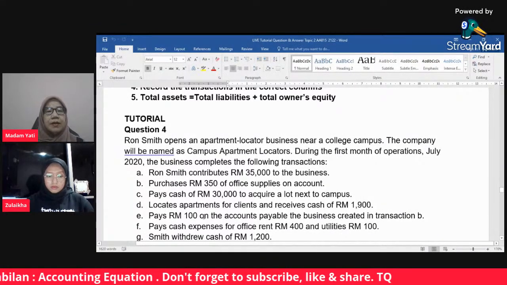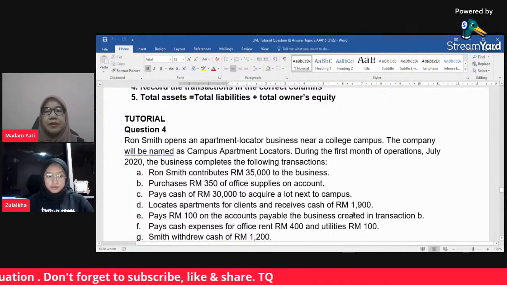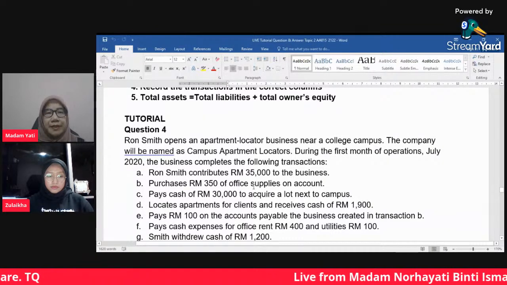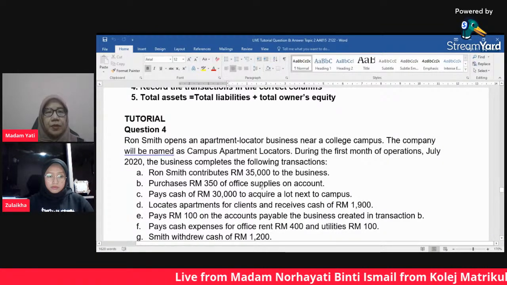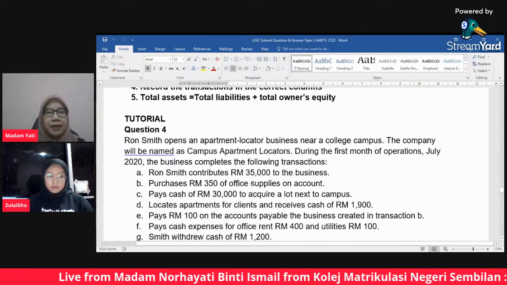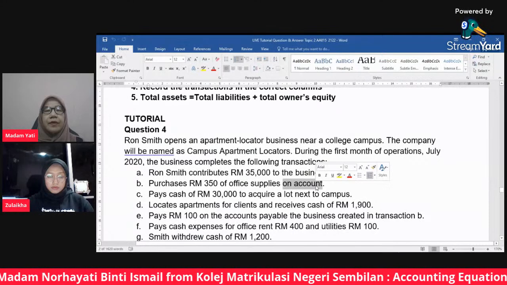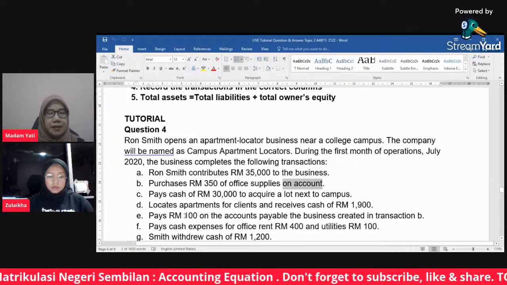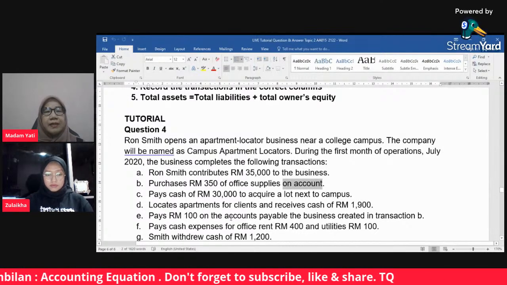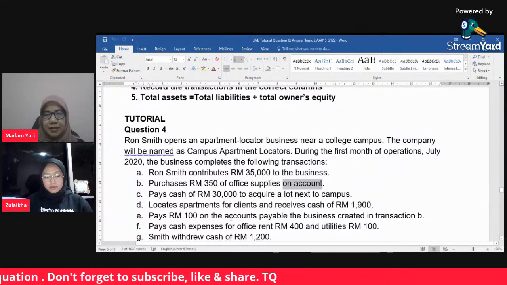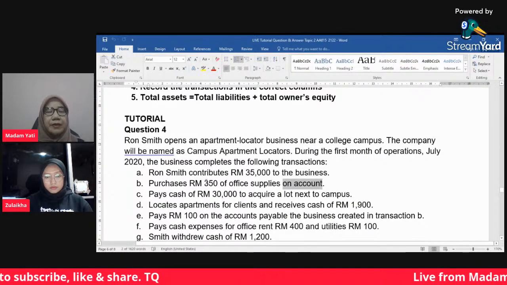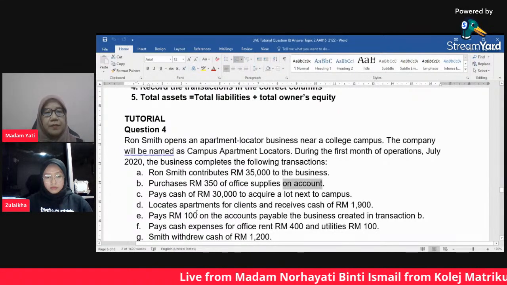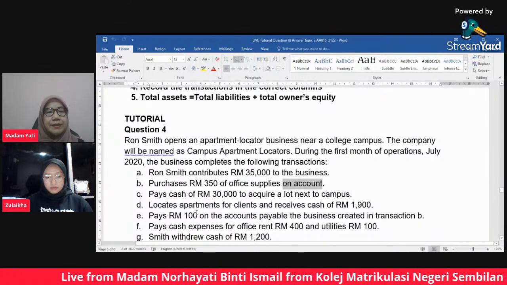Okay, pay RM100 on the accounts payable the business created in transaction B. Okay, ingat lagi transaction B, the business purchase office supplies on account. So increase in asset office supplies and increase in account payable. So now kita bayar. So bila kita bayar, that means it decrease in asset and at the same time account payable pun decrease sebab kita dah bayar the amount. So from 350, now you have to deduct this amount 100. So the amount of account payable will decrease.